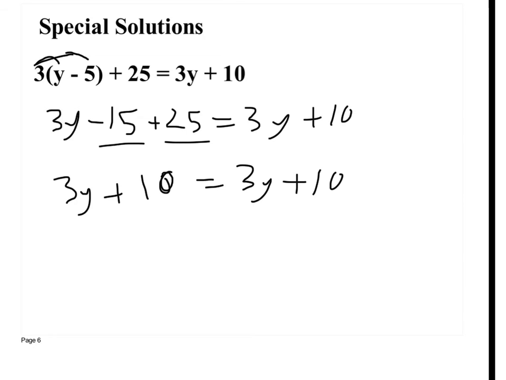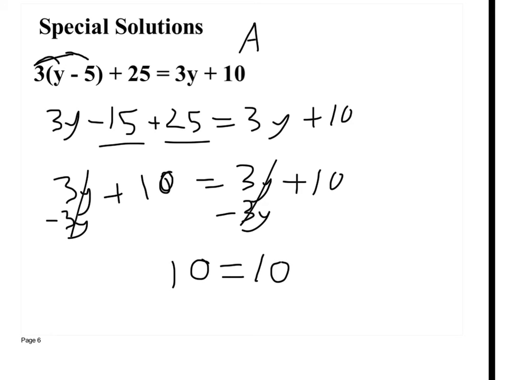Does anyone see something? They're going to equal each other. So if I got rid of the variable on one side, guess what happens? I got rid of it on the other side. Does 10 equal 10? Yes. When it's a true statement, when it comes out like this, your answer is all real numbers. Because it does not matter what you plug in for y, it will be true. They will cancel each other out, and 10 will equal 10 every time.